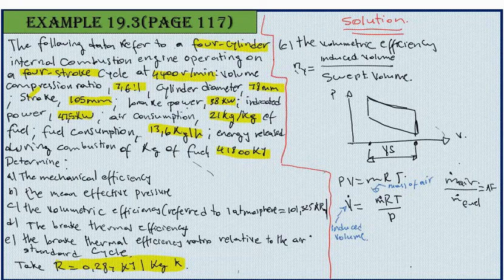But here you can see that the mass of air is not given, because I need to determine the mass rate. The one that is given is called the air fuel ratio, because they say air consumption 21 kilogram of fuel. That simply means that for 1 kilogram of fuel, we have 21 kilogram of air.